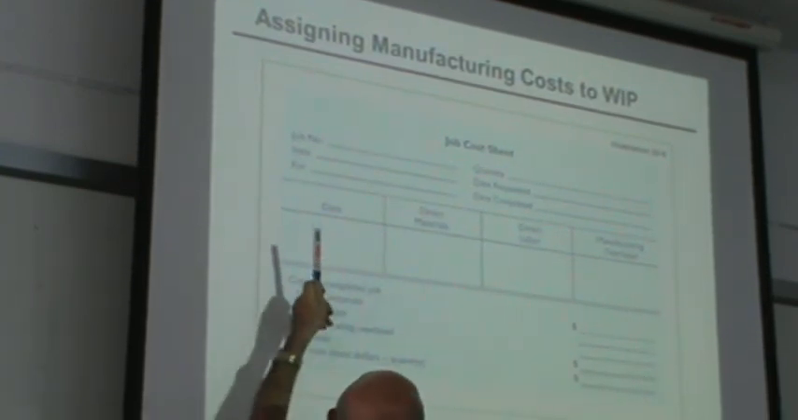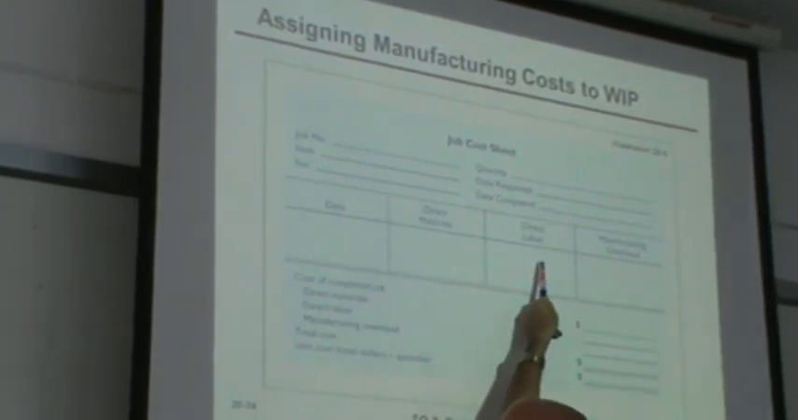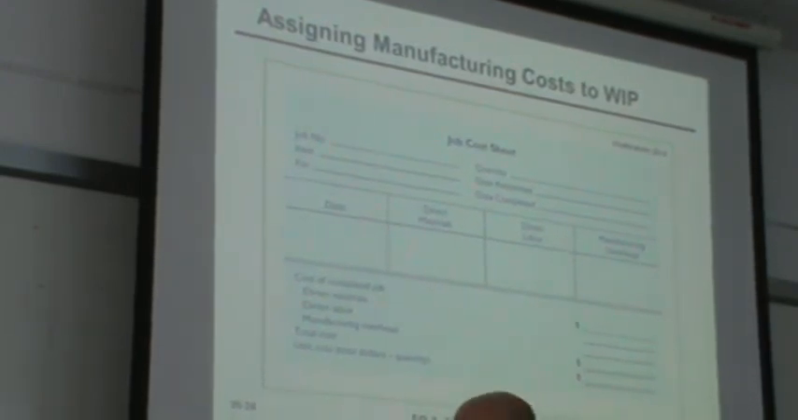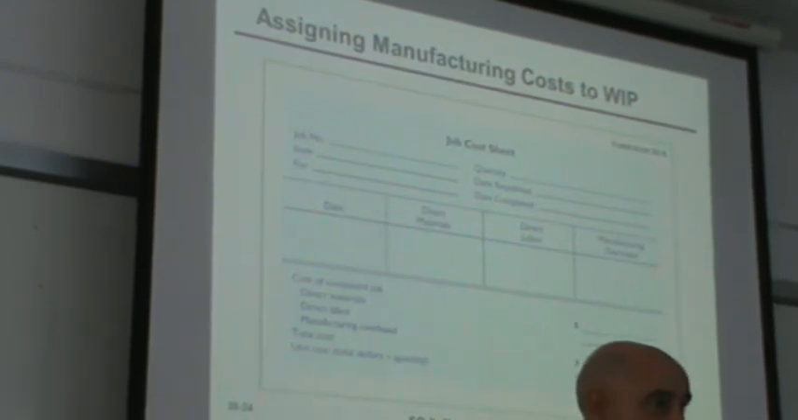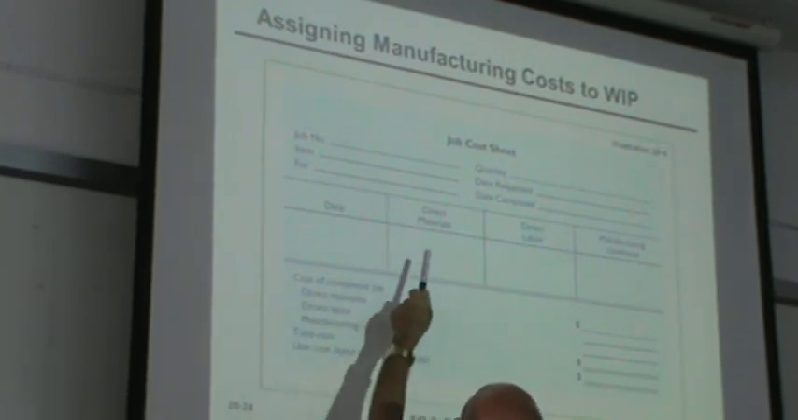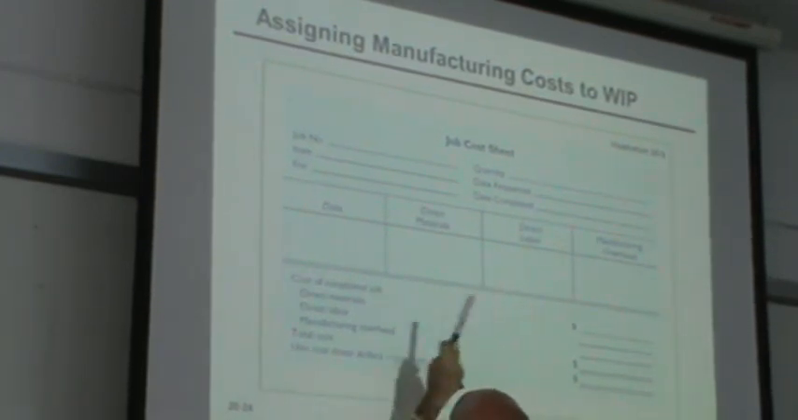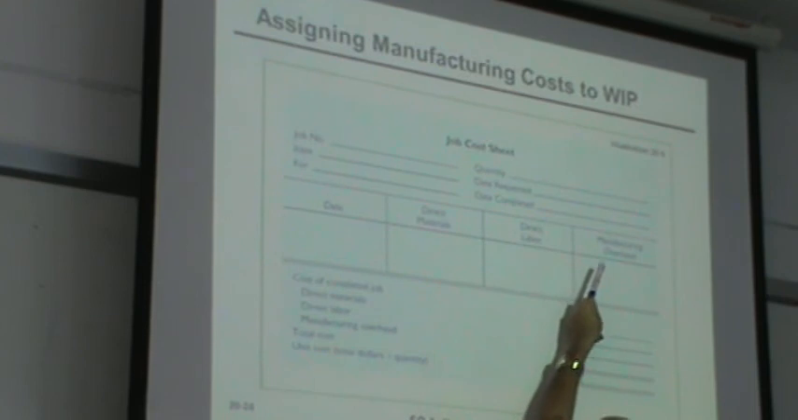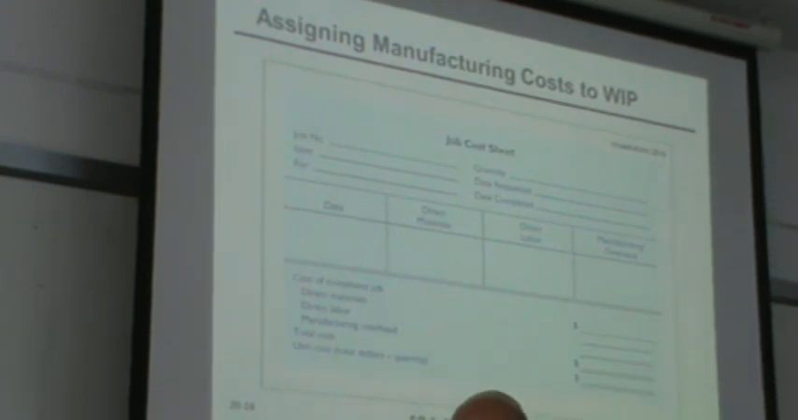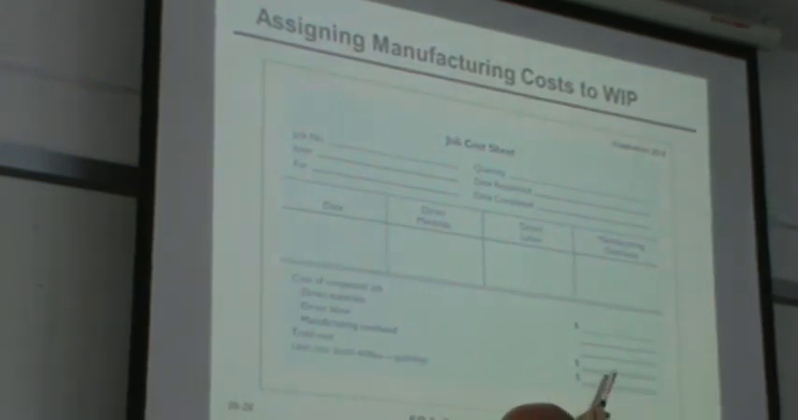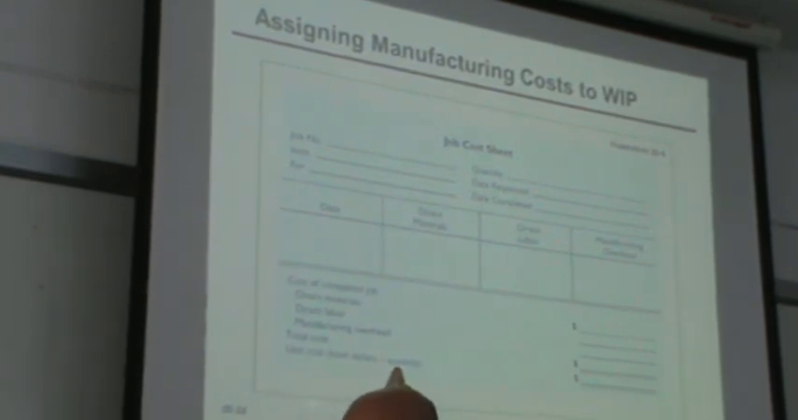And then you say, hey, for today, direct material, so many. Let's say coffee, so many. Direct labor, so much. Manufacturing, so much. So each day you write the material, the labor, if you have. Okay? And at the end, you say, total direct materials here. Total direct labor here. Total manufacturing overhead here. And then I have total cost here.